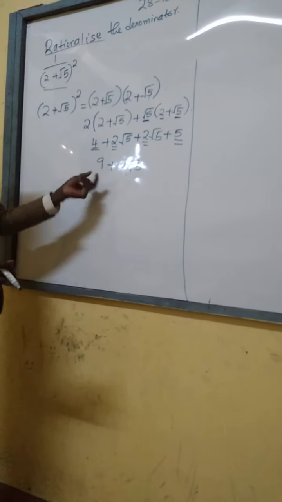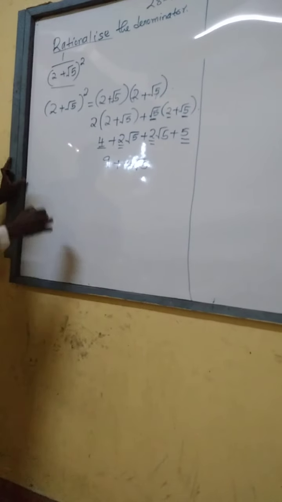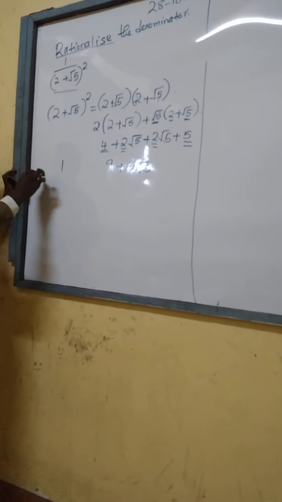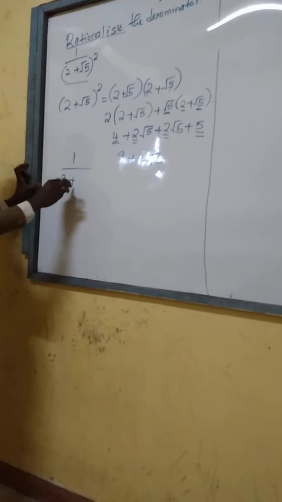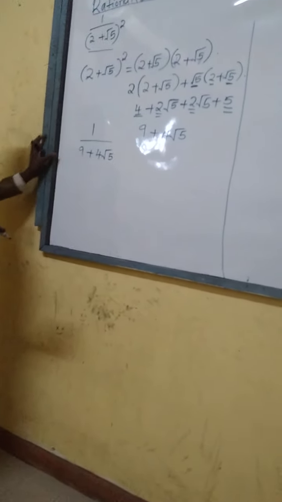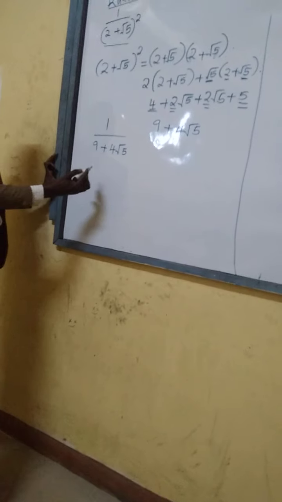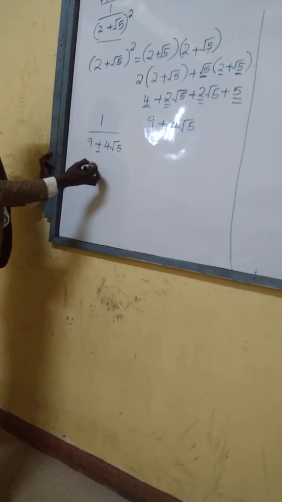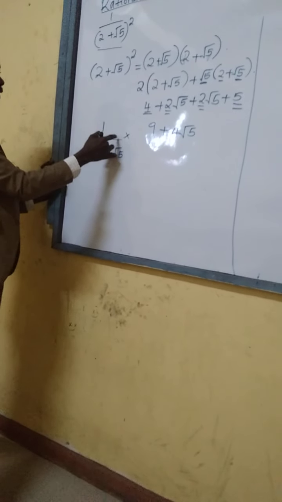Now, this is the denominator after we expand it. Our new fraction now has 9 plus 4 root 5. Now, what happens next? Now, we rationalize. When you are rationalizing, you change this sign, then you multiply both the numerator and the denominator.